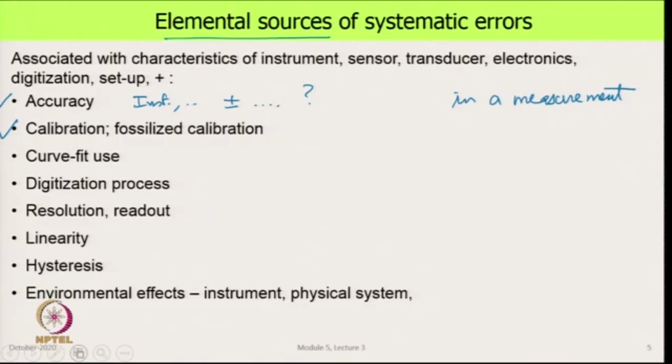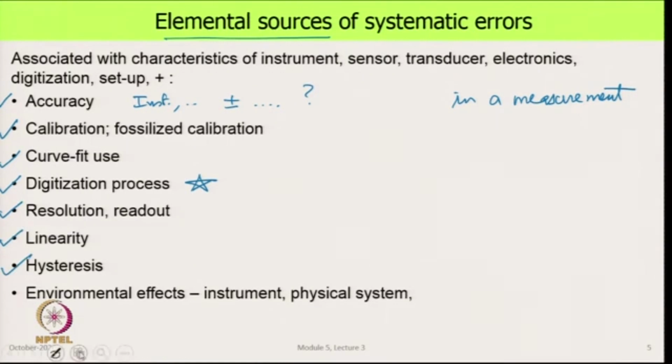Then we have issues with calibration. That means we compare the signal of the instrument with the standard instrument, and also related to that is fossilized calibration, something which is fairly outdated or not correct, but we continue to use it. Then you have the use of curve fits, where we do not do calibration, but we just correlate the input and output and use that information to get our measured values. Then there are systematic errors coming from the digitization process. This we will look at in some detail today. Then there is an error coming in because of the resolution and readout. Then there is error coming due to linearity of the instrument.